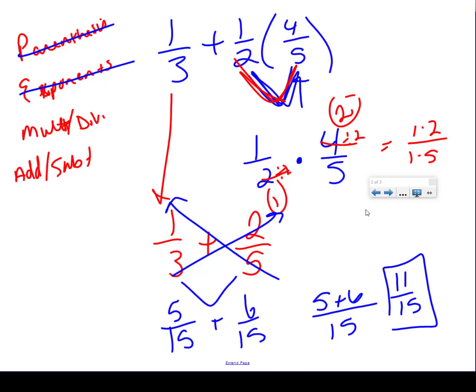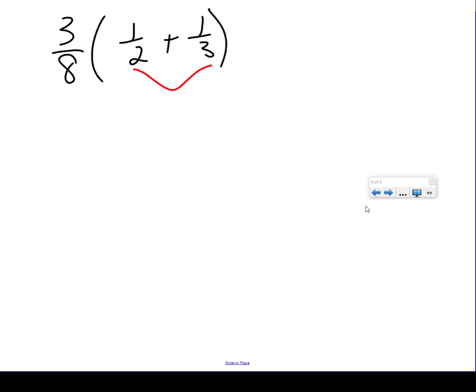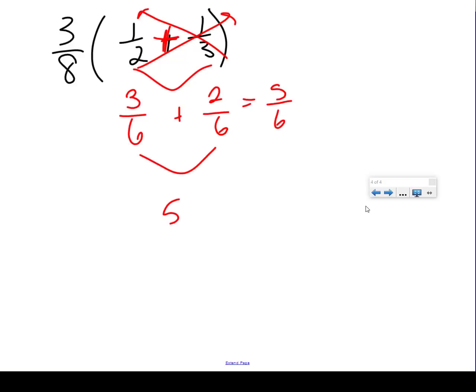Let's move on, try another one. 3/8 times 1/2 plus 1/3. So I start with parentheses because that's the part for Please Excuse My Dear Aunt Sally. The P starts first, so parentheses. I do not have a common denominator. I need one because I'm adding or subtracting. So 2 times 3 is 6. Multiply the diagonal and get 2, multiply the diagonal and get 3. I add these together and I get 5 over 6, so this whole part became 5/6.